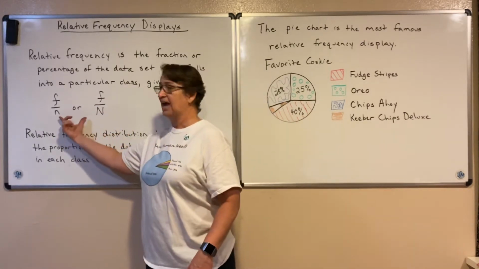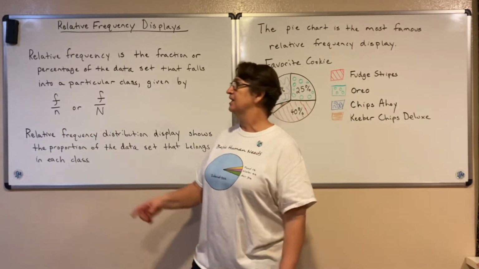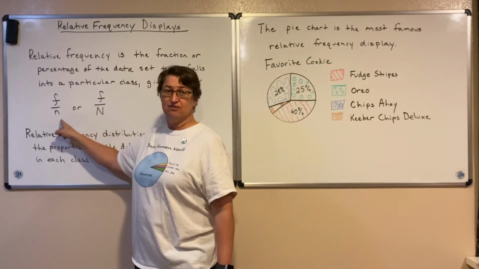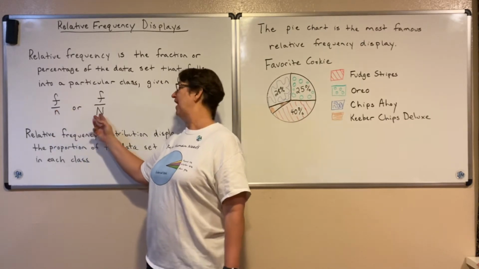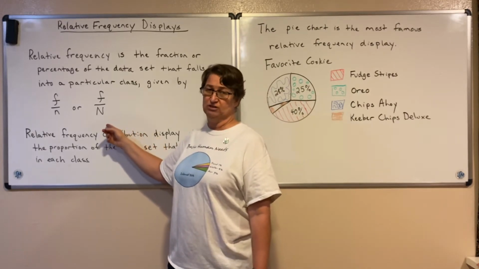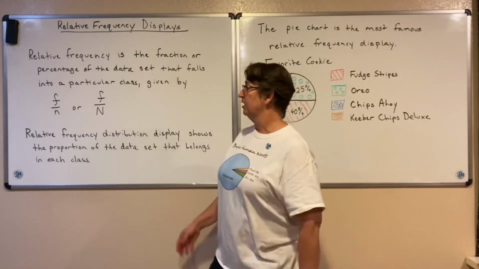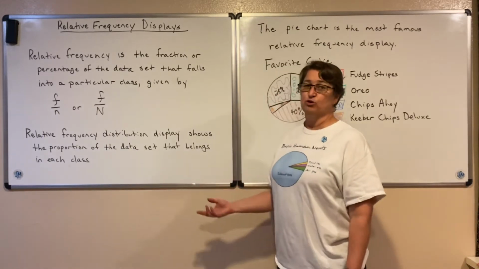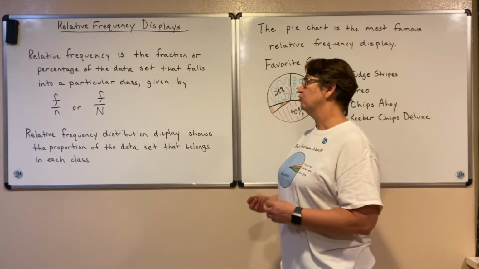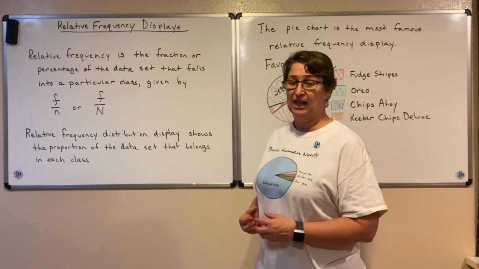This says the exact same thing. It's just a way to denote it or to write it. Here I have the frequency out of the size of my sample. Or if I have a whole population size, it's the frequency out of that population size. It's just the fraction in that category. So a relative frequency distribution display just displays those proportions of the data set that belong in each class.